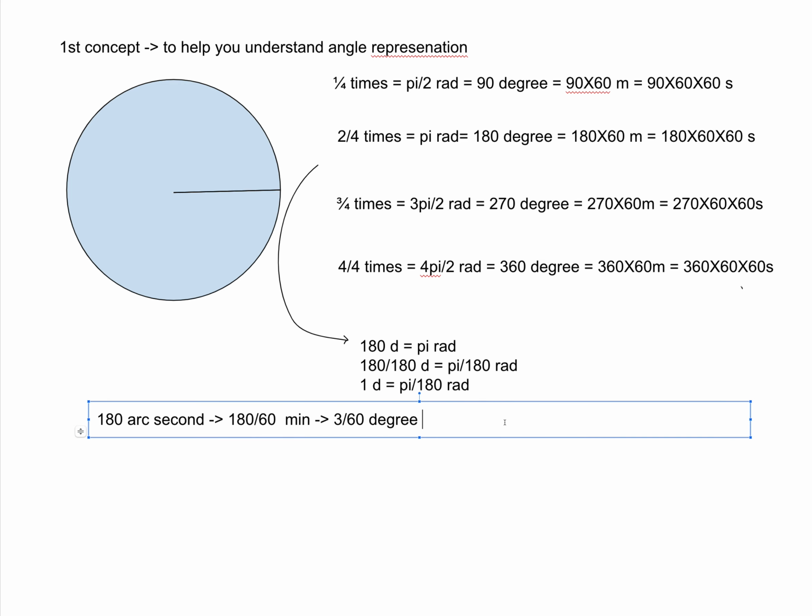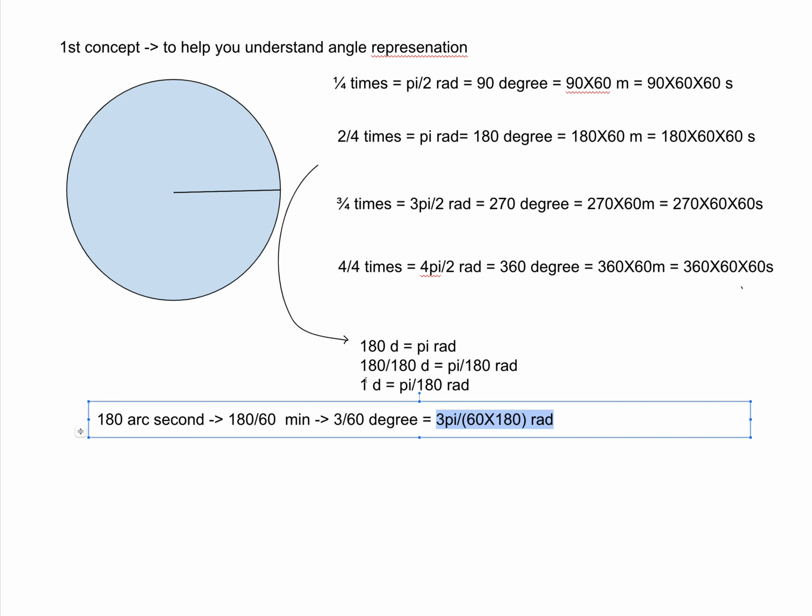degree will be equal to 3 pi divided by 60 multiplied by 180, this many radian. So 180 arc second becomes 3 pi by 60 in bracket multiplied by 180 radian. Okay, so this is how you calculate basically.